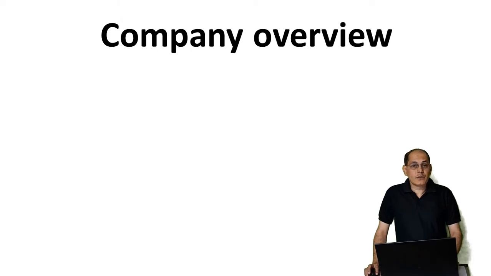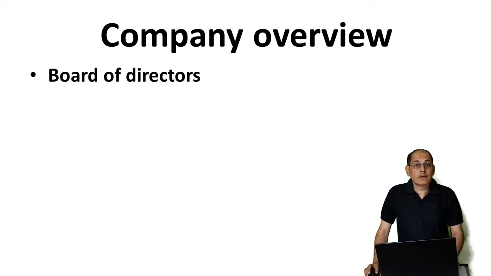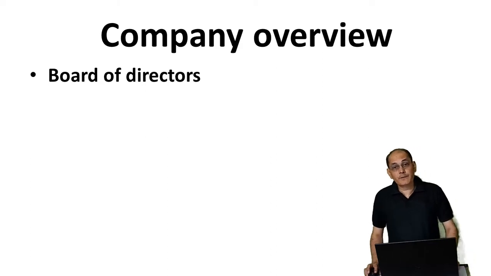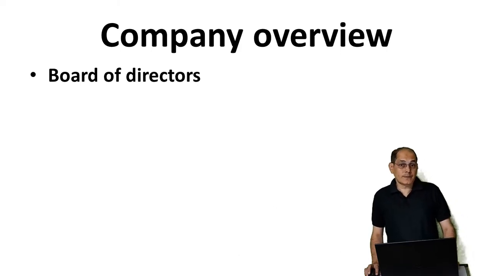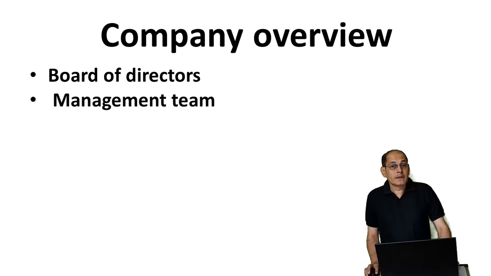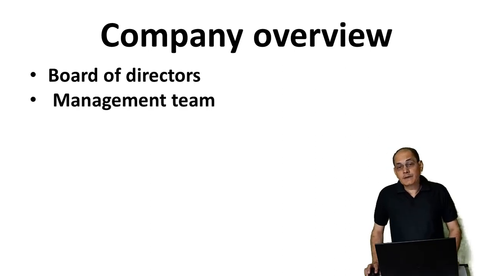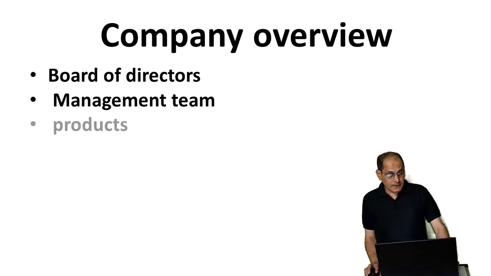Next is company overview. In company overview, you will have to make a brief mention of the board of directors. This is the brain of the organization. These are the people who are going to run this organization. Then the management team. This is the executive team which will execute the program that is designed by the board of directors.